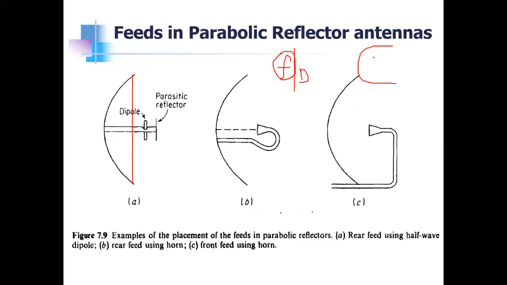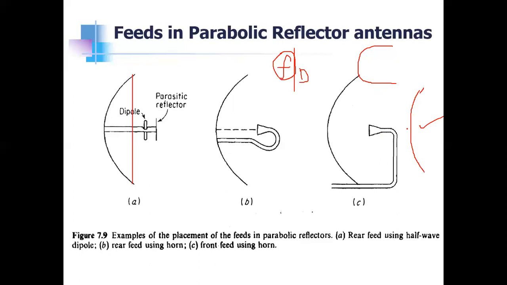And what is meant by large F by D ratio? Large F by D ratio means we are going to have a shallow reflector, right? The shallow reflector is easier to support and to position mechanically. But the feed must be placed very far from the reflector in this case, correct? Because higher F by D ratio means higher F. So the focal point is very far, so you should place the feed very far away from the reflector. So that's the only constraint.